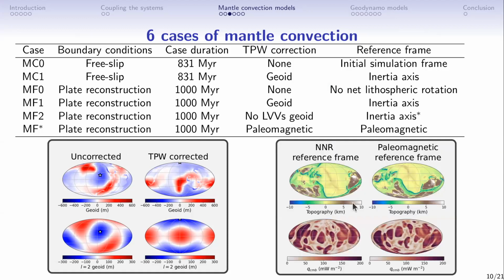To explain a bit more how this correction works, we take the output of the MF model in the no-net rotation reference frame, and we rotate the surface to ensure that the magnetic dipole is aligned with the rotation axis, which means that the continents have the correct paleolatitudes, and we apply the same rotation to the CMB flux.